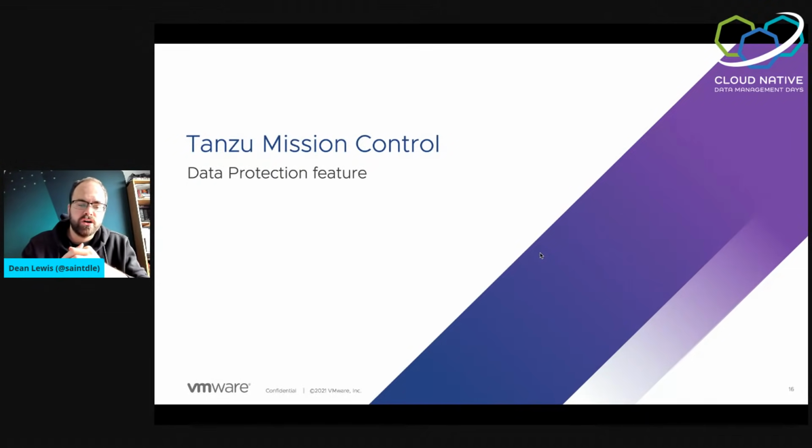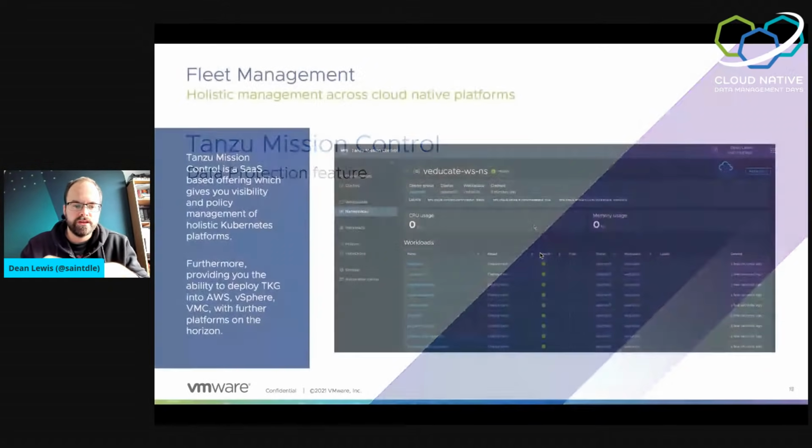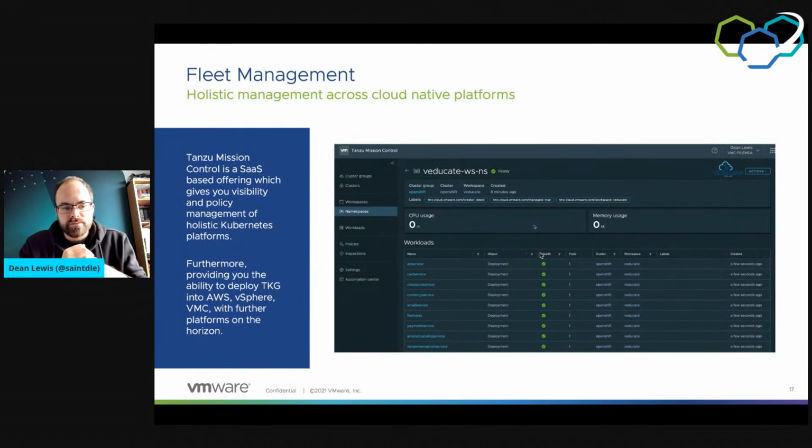VMware has a SaaS offering called Tanzu Mission Control, which includes a data protection feature. Tanzu Mission Control is fleet management for your Kubernetes clusters across cloud-native platforms, and it gives you the ability to have visibility and policy management of your holistic Kubernetes platforms themselves. It provides you the ability to deploy Tanzu Kubernetes Grid, so that's VMware's opinionated Kubernetes environments, into AWS, vSphere, VMware Cloud on AWS, and further platforms on the horizon as well.